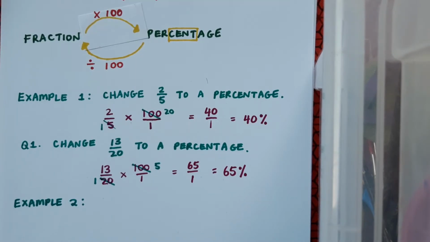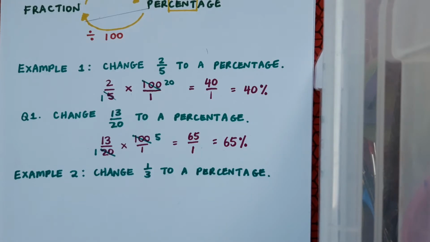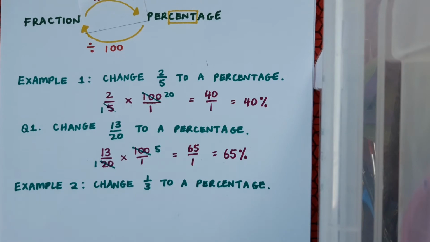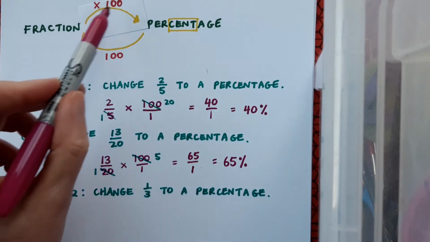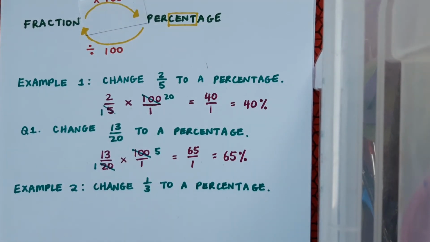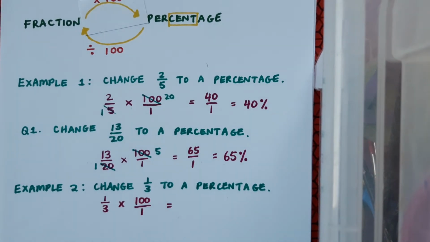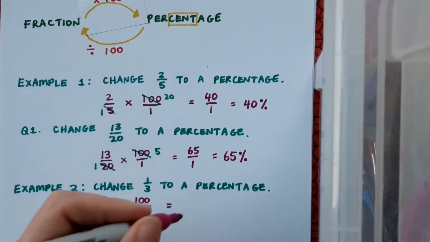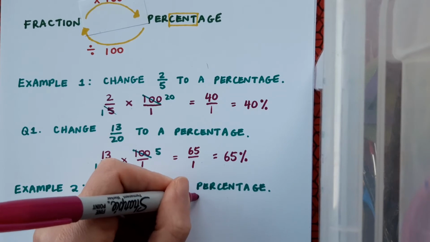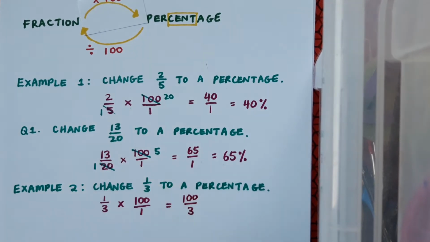Let's look at a second example. This time I want to change 1/3 to a percentage. So again, it's the exact same process. To go from a fraction to a percentage, I'm going to multiply by 100. So I'm going to say 1/3 times 100. And again, if you like, you can write this as 100 over 1. Now, this time there's no cancelling possible, so I'll just multiply. 1 by 100 on top will give me 100. And on the bottom, 3 by 1 will give me 3.